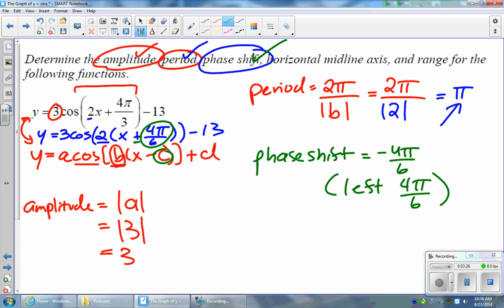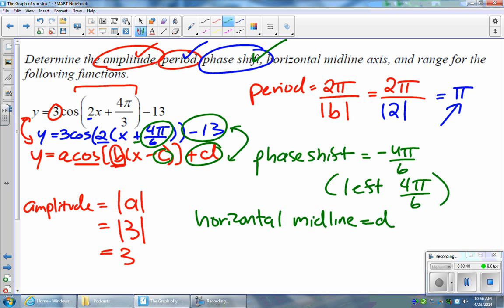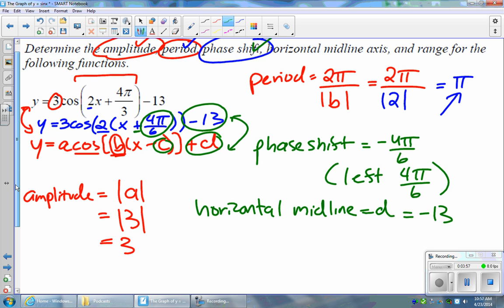Next thing I want to identify is the horizontal midline. Remember, the horizontal midline is the line that goes right in the middle, and that's given by your vertical translation. My vertical translation is given by parameter d, which is the last number here. So comparing these two functions, I can say that my d value is negative 13. So my midline is right at negative 13. In other words, it's been translated down 13 units.